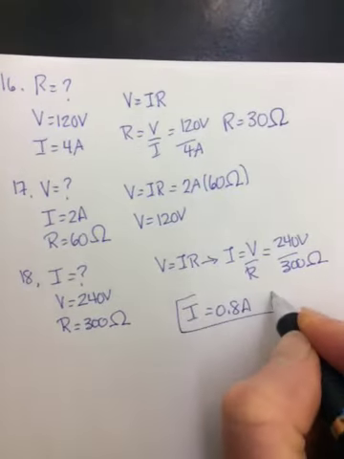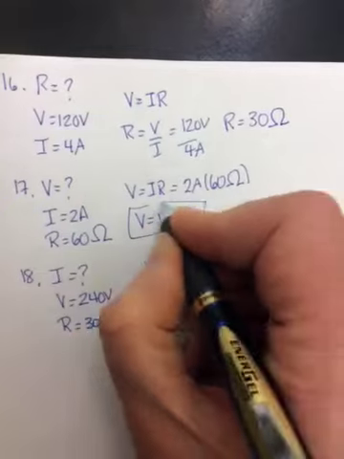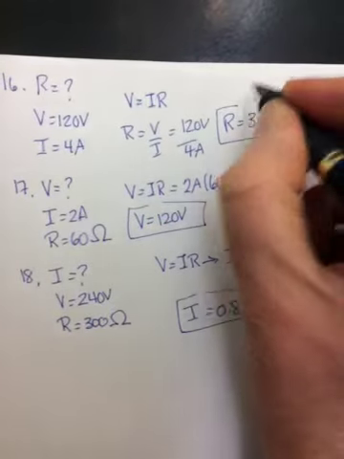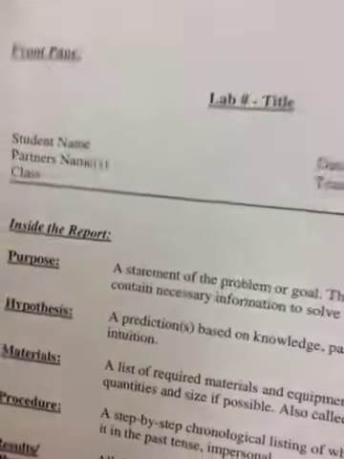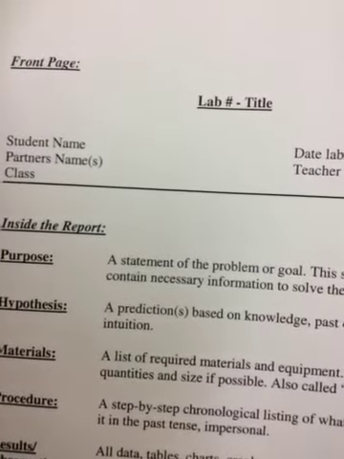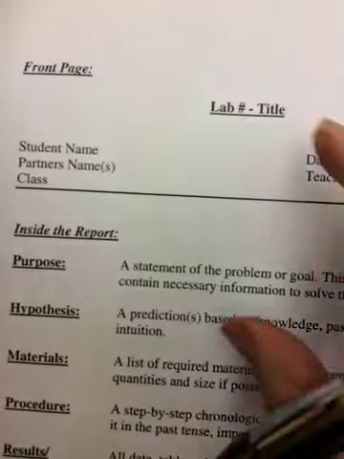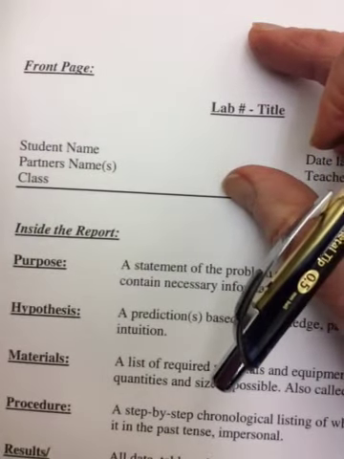Okay, so those were the 3 questions I had asked you to do for homework, so they shouldn't have been too tough. I also asked you to start to work on the lab a little, or to look at it, and I gave you this sheet. So just a quick little review of this sheet. Remember, the top part is the title page.